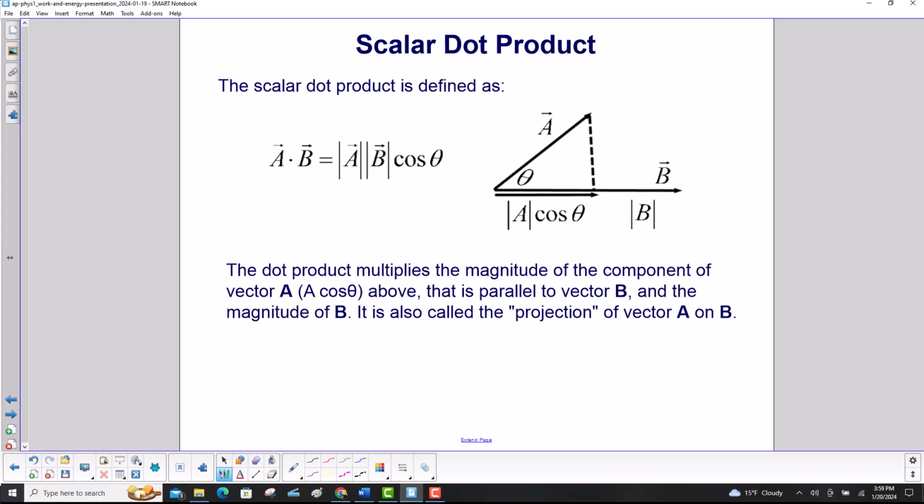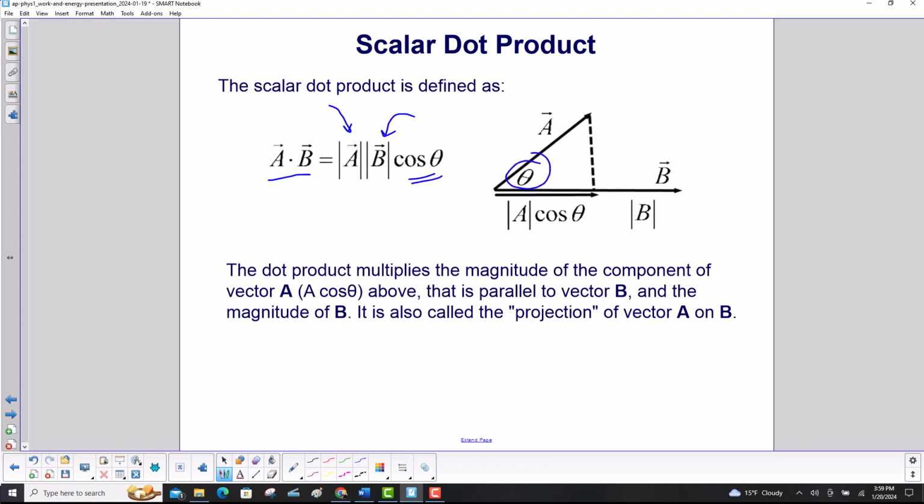The scalar dot product is defined as vector A dot vector B is the magnitude of vector A, the magnitude of vector B, doesn't mean absolute value here, it means magnitude, times the cosine of the angle between them.